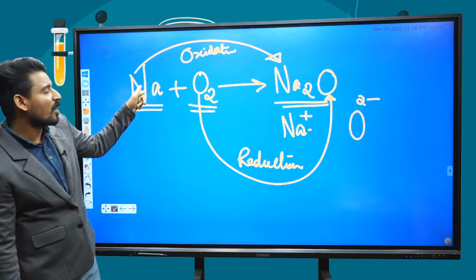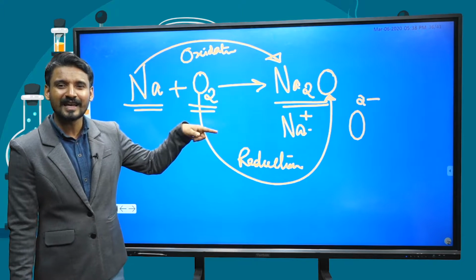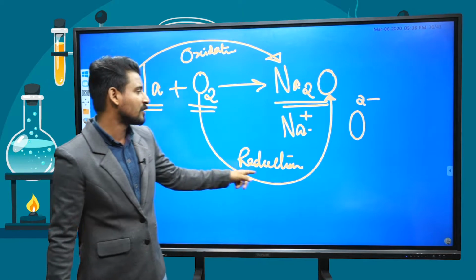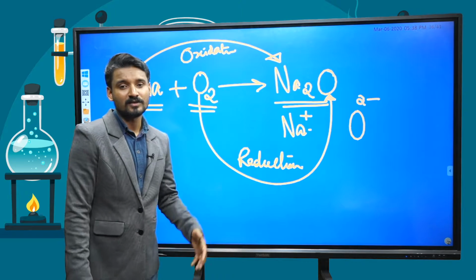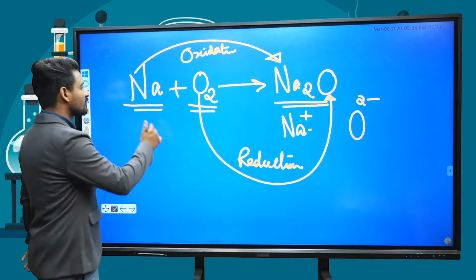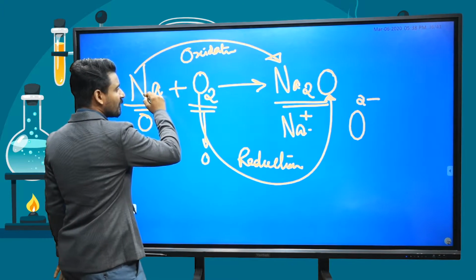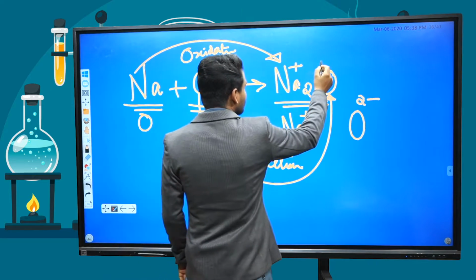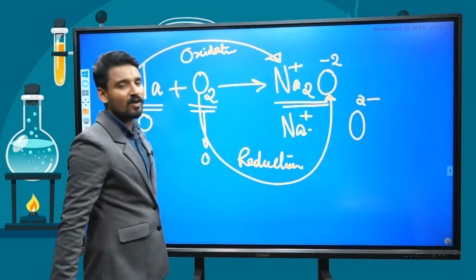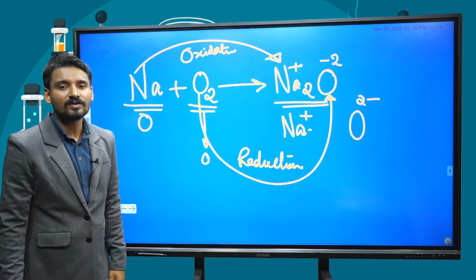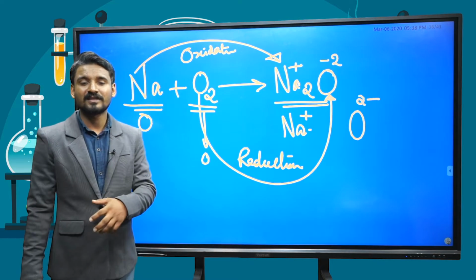Sodium goes from its atomic state to ionic state by losing one electron, so sodium gets oxidized. Oxygen gains two electrons and becomes O2-, so oxygen gains electrons, and that is reduction. In another way, we can count the oxidation numbers. The oxidation number of sodium is 0 and the oxidation number of oxygen is also 0 in its elemental state. Sodium's oxidation number increases to +1, and the oxidation number of oxygen decreases to -2. So sodium gets oxidized and oxygen is reduced. This is the concept related to oxidation and reduction.